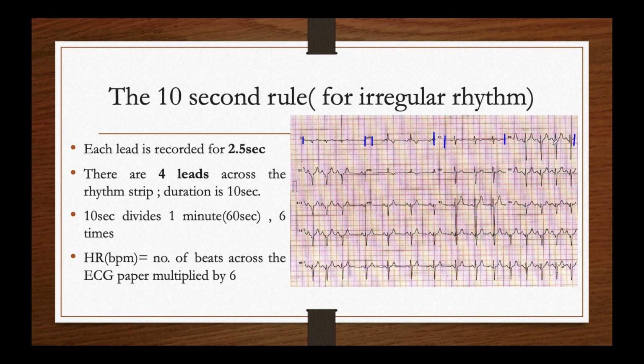Now, for us to get the heart rate in a minute, we have to count the number of beats, or the number of QRS complexes occurring throughout this whole 10-second strip. And so we can easily count it. Look, we count 1, 2, 3, 4, 5, 6, 7, 8, 9, 10, 11, 12, 13, 14, 15 QRS complexes across this whole rhythm strip. You can count it on any of the leads and you are going to get 15. And so we multiply 15 by 6 to give us the heart rate that we require.